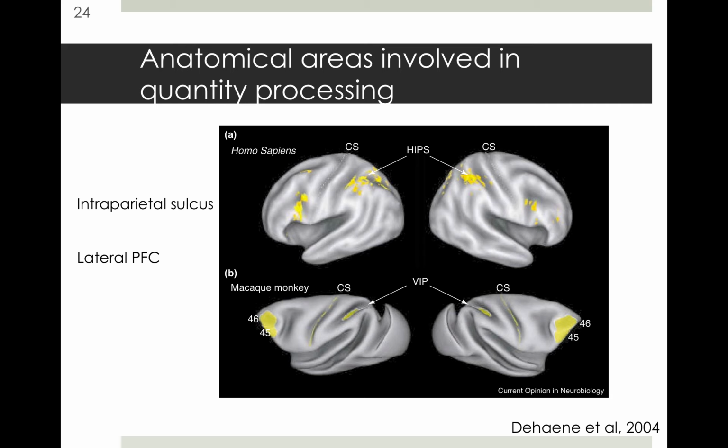And so the IPS stands for intraparietal sulcus, which is in the parietal lobe, and this is just a review article showing that when you're doing quantity processing, quite generally you see activity for humans in the parietal lobe, in the intraparietal sulcus, and then also in the analog of the intraparietal sulcus in monkeys.